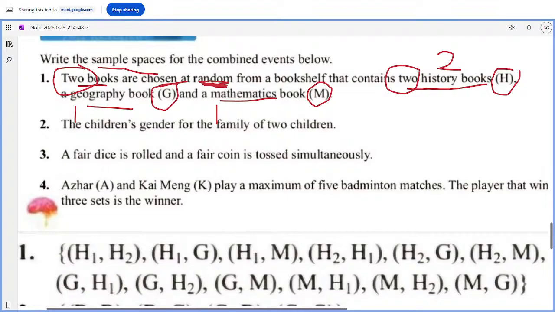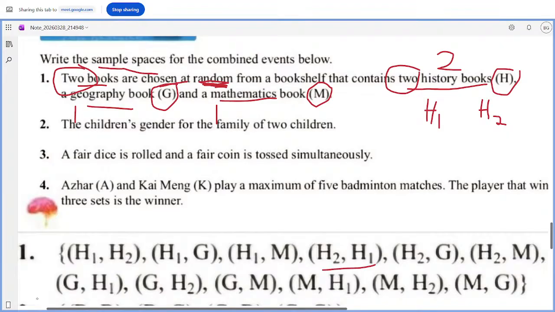Okay, so basically these 2 history books, right, guys, you need to split it to H1 and H2. We give labels so that it's easier. Since there are 2, we write H1, H2. So you need to pair it up with everything: H1, H2, H1G, H1M, H2, H1.